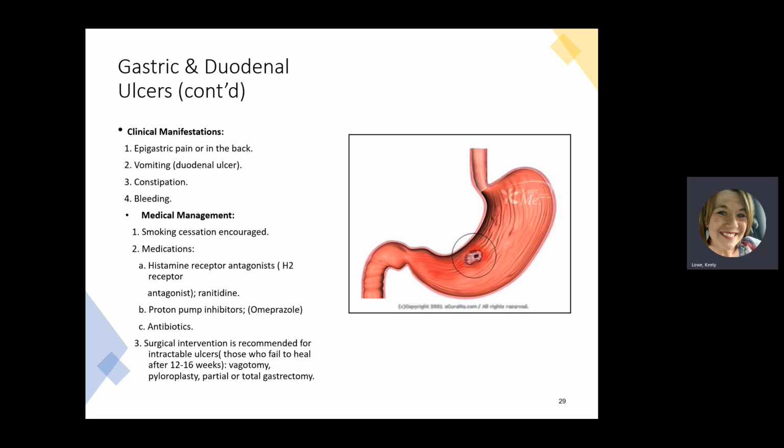Patients may have stomach pain. They may have back pain. Again, it's radiating in those tissues. They could have vomiting. They could have gastroesophageal reflux, constipation.